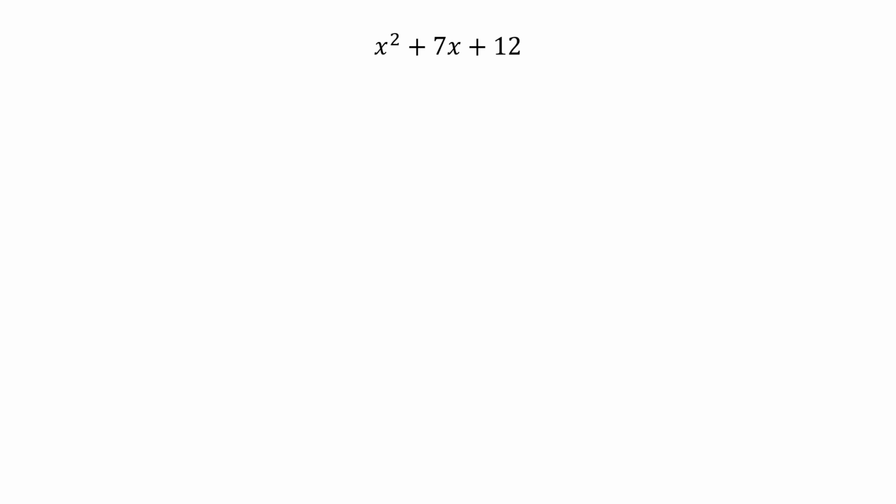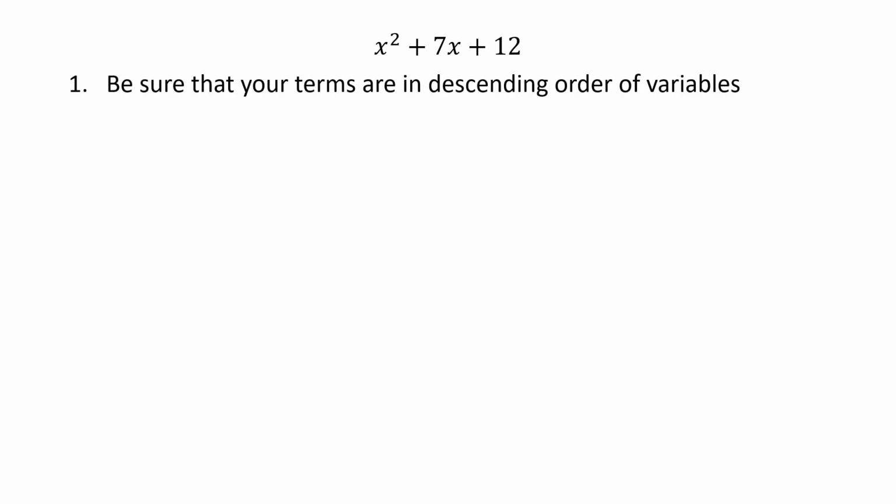So step 1 you need to do is make sure that those terms are in descending order of variables. This word descending means to go down, and that just means my variables are going from the biggest to the smallest. So x squared, x, no x. I normally tell my kids, look for that pattern: x squared, x, no x. It's a little bit easier to remember than descending order of variables. This is already in that form, so I can move on.